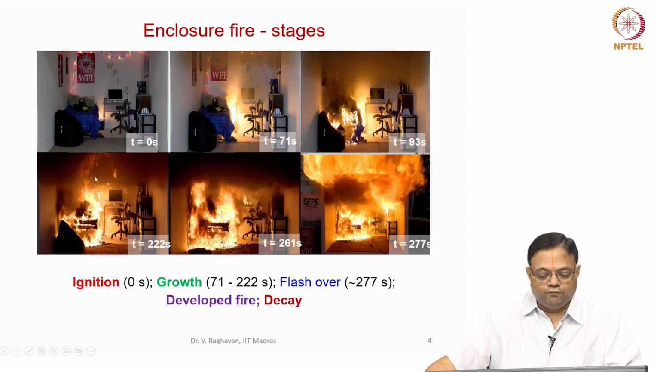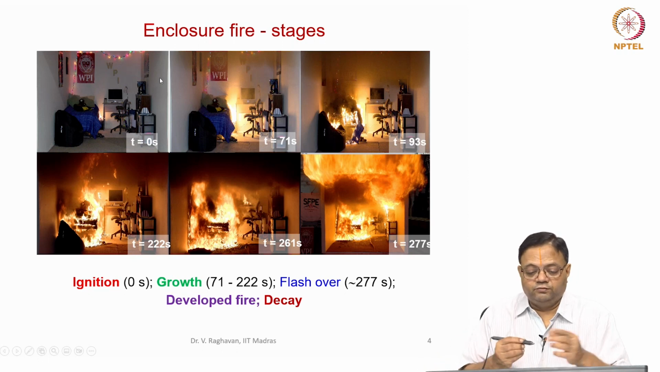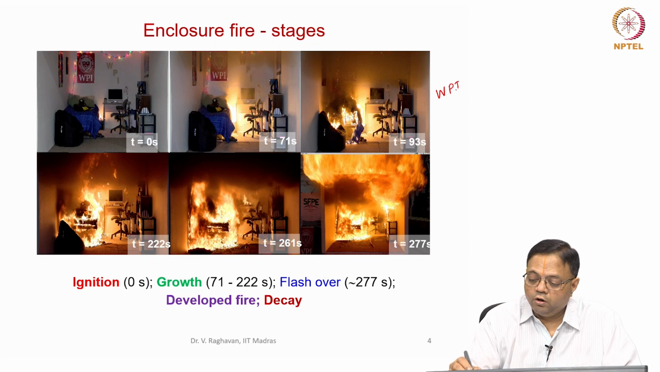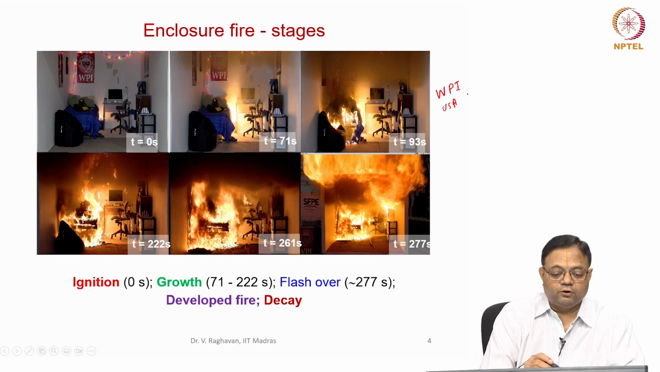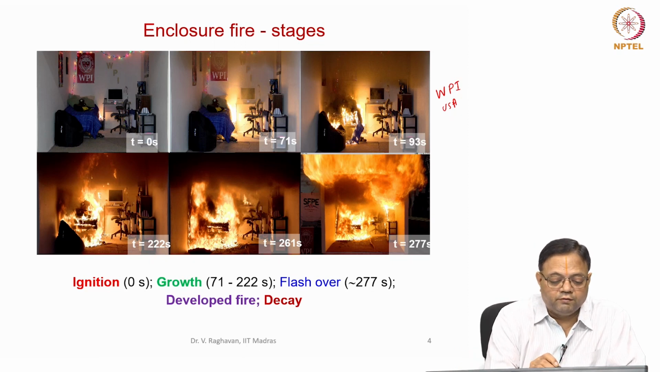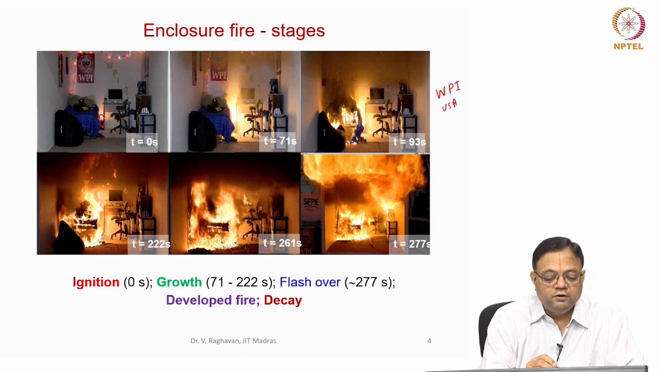So let us see some photographs of an enclosure fire. This is taken in a lab at Worcester Polytechnic Institute in USA. You can see the enclosure with some commodities like a computer, a TV monitor, a couch, a bed, and some chair, etc. A small enclosure, and you can see there is a dust bin which actually ignites and a fire establishes.